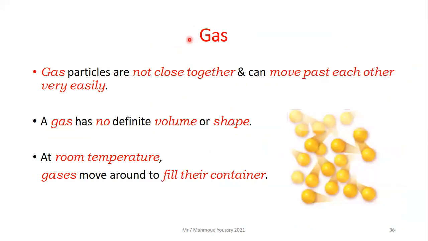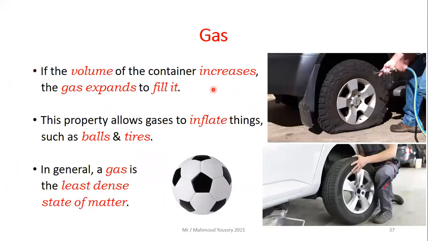Okay, then let's move to the last state of matter, which is gas. Gas particles are not close together. As you can see, they are away from each other, and they can move past each other very easily. A gas has no definite volume or shape. It takes the shape of its container. At room temperature, gases move around to fill their container.